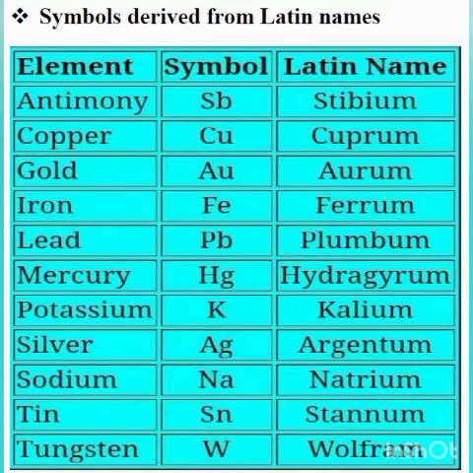Now, symbols derived from Latin names. You can see here the symbols of a few elements which are derived from Latin names. For example, antimony: we are not writing A or any other letter, but we are writing Sb because the Latin name of antimony is stibium. In the case of copper, we are writing Cu because the symbol is taken from the Latin name, that is cuprum. Gold is Au. The English name is gold, but we are not writing the symbol from the English name, but from the Latin name, which is aurum.